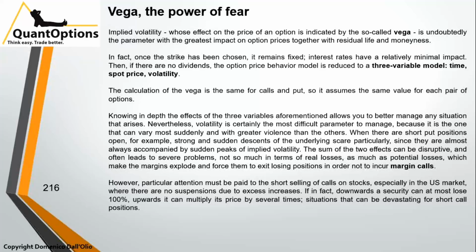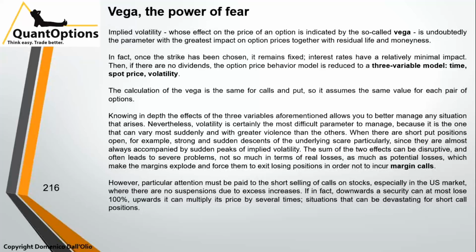Knowing in depth the effects of the three variables aforementioned allows you to better manage any situation that arises. Nevertheless, volatility is certainly the most difficult parameter to manage because it is the one that can vary most suddenly and with greater violence than all the others. When there are short put positions open, for example, strong and sudden descents of the underlying scare particularly, since they are almost always accompanied by sudden peaks of implied volatility. The sum of the two effects can be disruptive and often leads to severe problems, not so much in terms of real losses, as much as potential losses, which make the margins explode and force you to exit losing positions in order not to incur margin calls.